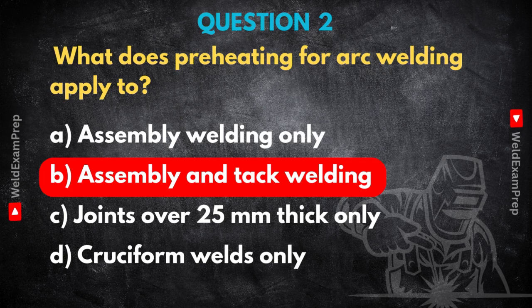Option A is wrong because it ignores tacks. C is too narrow. You might need preheat on thinner stuff too, depending on the material. And D is just oddly specific. So the lesson for the inspector is check the preheat before the tack welds go in. Don't wait for the main weld.